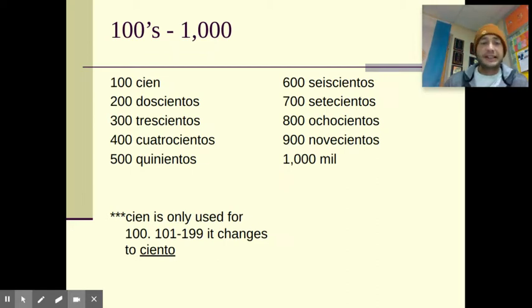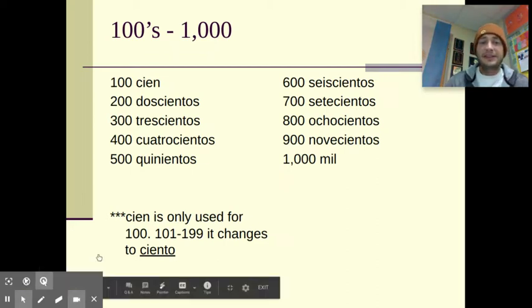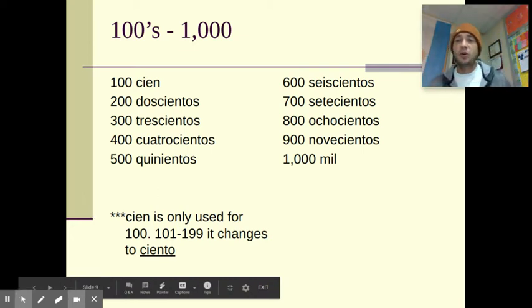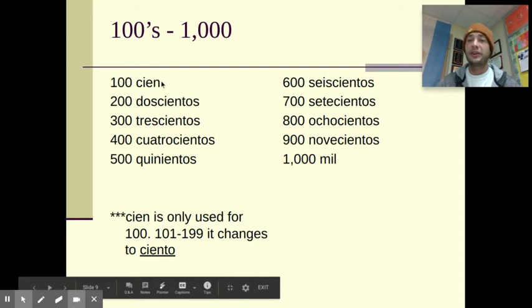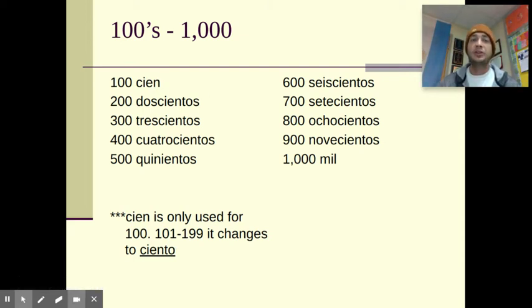Here are your hundreds digits. All right. I gave this little asterisk right here because the number cien is only cien when it is 100 on the dot. As soon as you get to 101, 102, 103, it actually becomes this word ciento. So it's good to know that cien does mean 100. All right. But as soon as you go above that, 101 to 199, it becomes ciento. So here are your hundreds digits up to 1,000. We have cien, doscientos, trescientos, cuatrocientos, 500, 600, 700, 800, 900, 1,000, or just 1,000, which would be 1,000.